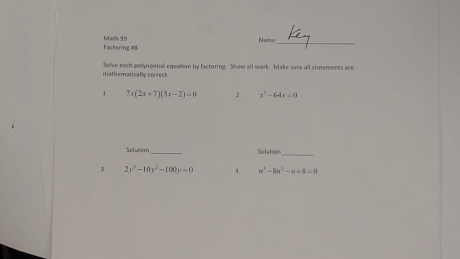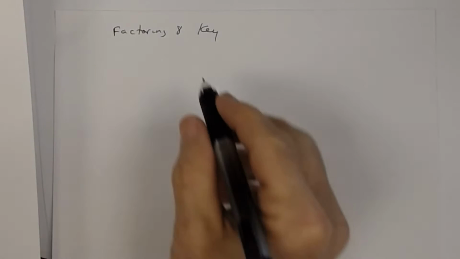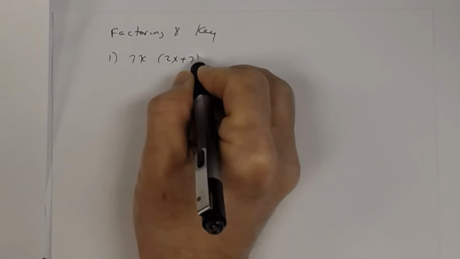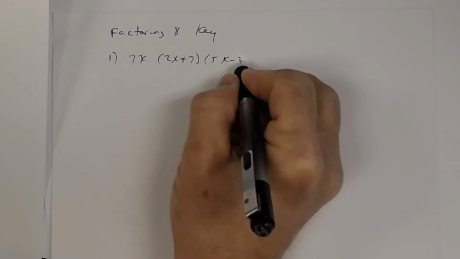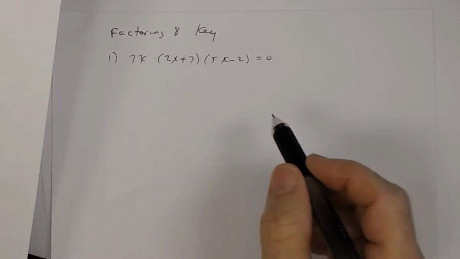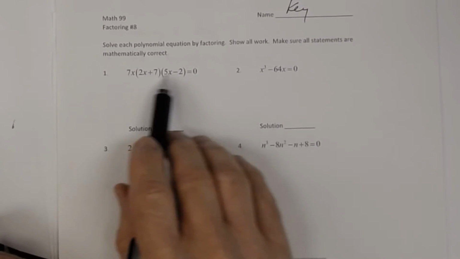This is the key to solving quadratic equations, and this is factoring number 8. And so number 1, we have 7x times 2x plus 7 times 5x minus 2 equal 0. I want you to notice that in these problems, some of these are not quadratic.